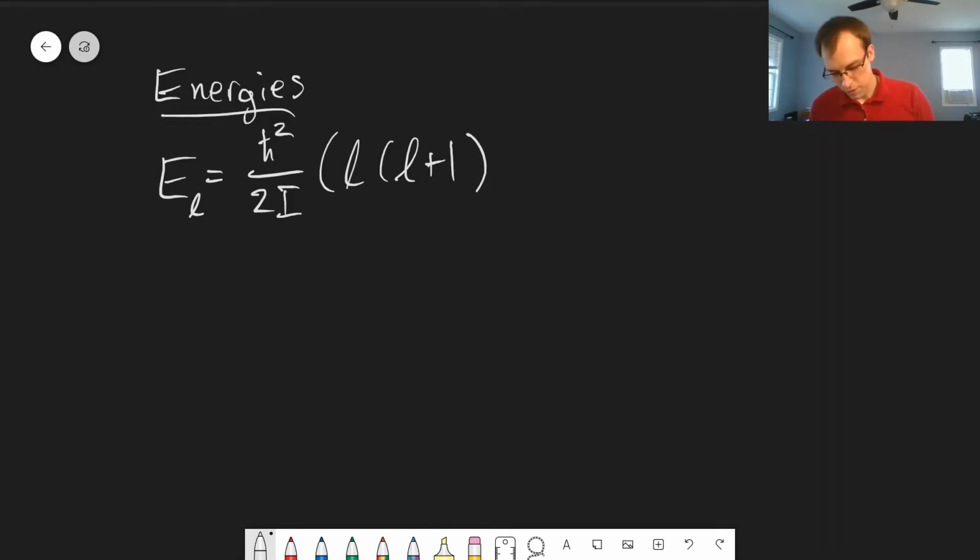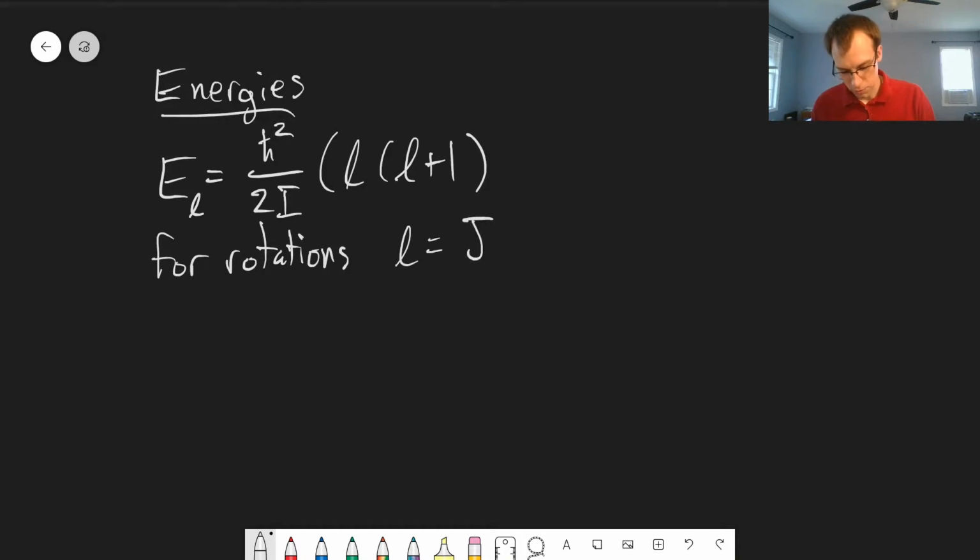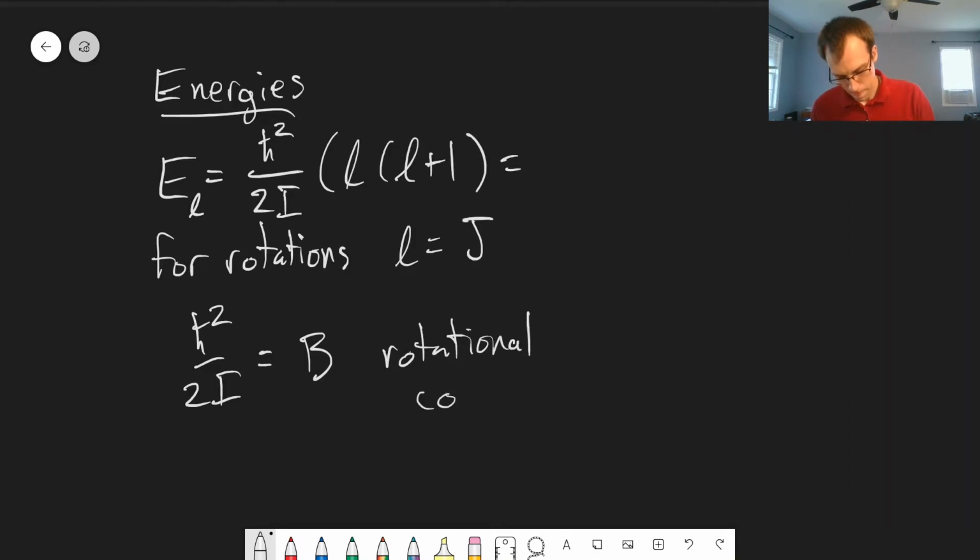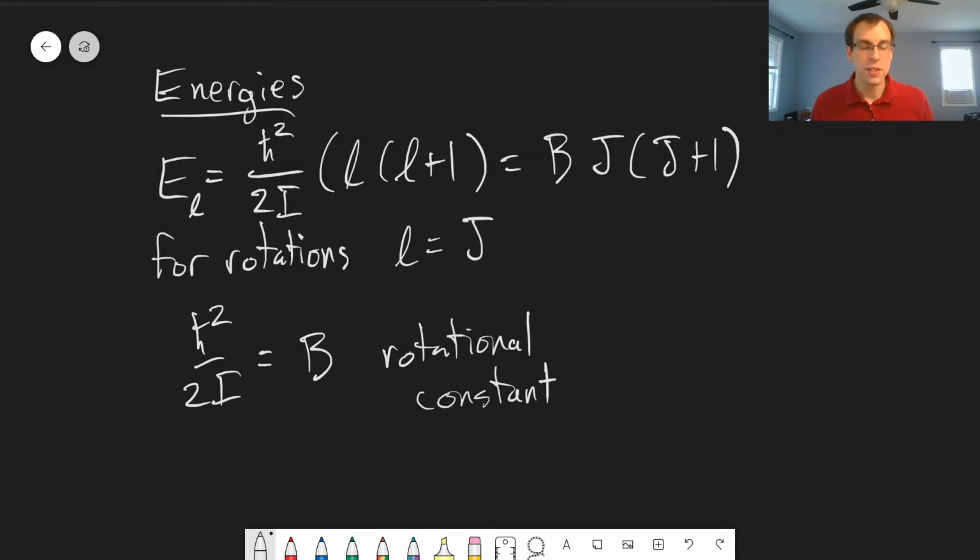So for rotational energies, we often change the notation here. We reserve L to talk about orbitals, and so we let L equal J, and we also collect all these constants, h bar squared over 2I, into one constant B that we call the rotational constant. And so we can rewrite this expression as B times J times J plus 1. And these are the energies of a rigid rotator.